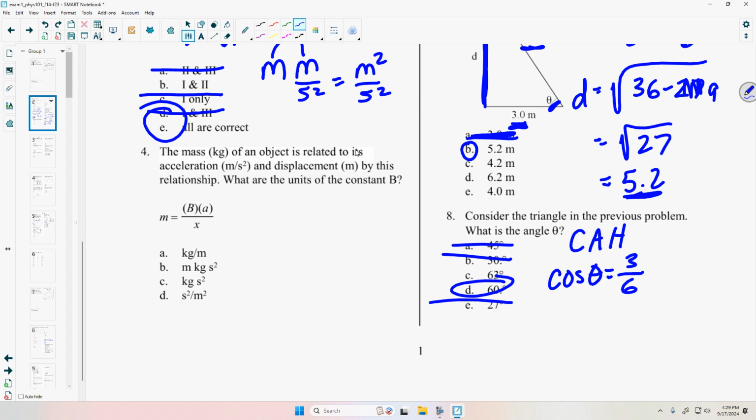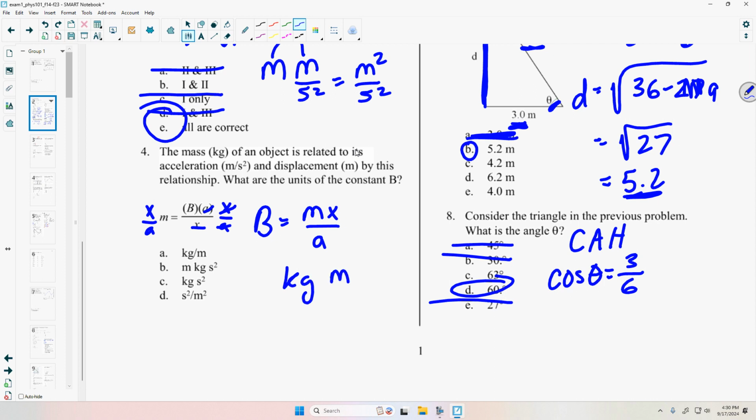So here I'm going to solve it for b. However you solve these things, I would multiply both sides by x over a. However you learn that, the x's cancel, the a's cancel, and so b is equal to mx over a. And then put in the units for each variable. M is in kilograms, x is in meters.